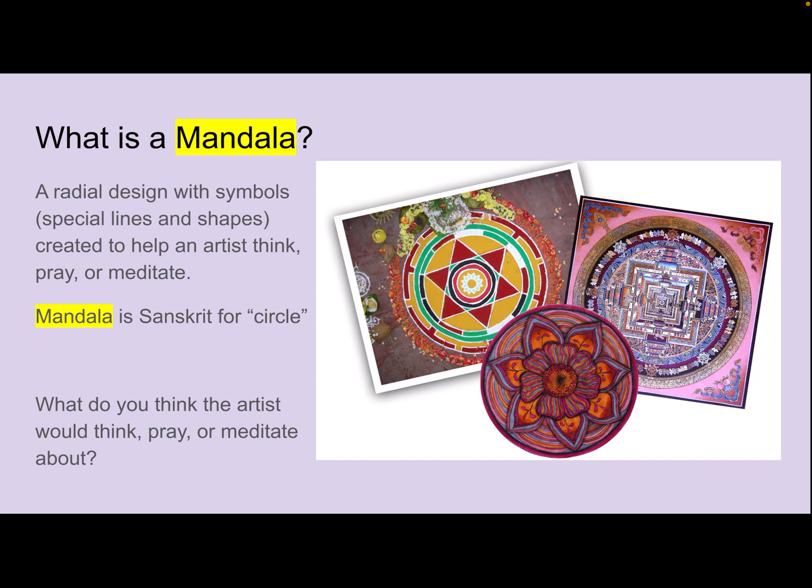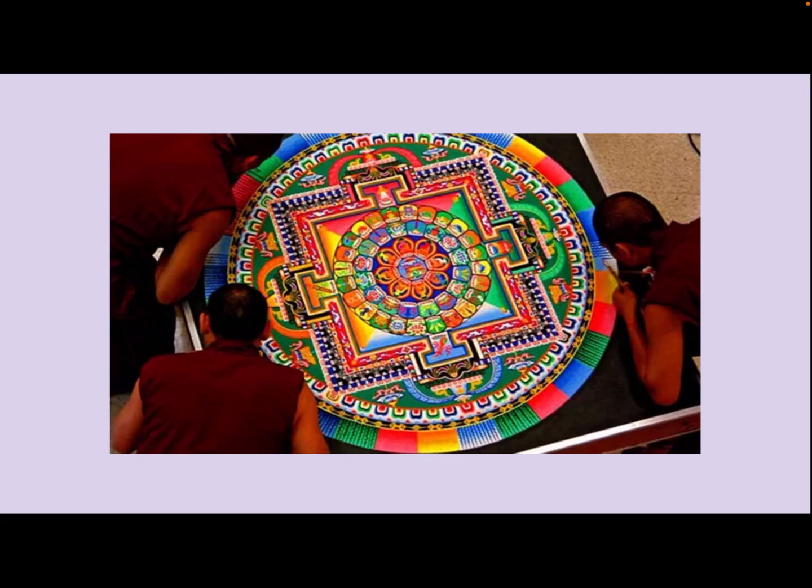Now, what is a mandala? A mandala is a very old type of artwork. It's a radial design with symbols. That means it has special lines and shapes created to help an artist think, pray, or meditate. The word mandala is Sanskrit, which is a different language, and it means circle. By looking at these mandalas, what do you think the artist was thinking, praying, or meditating about?